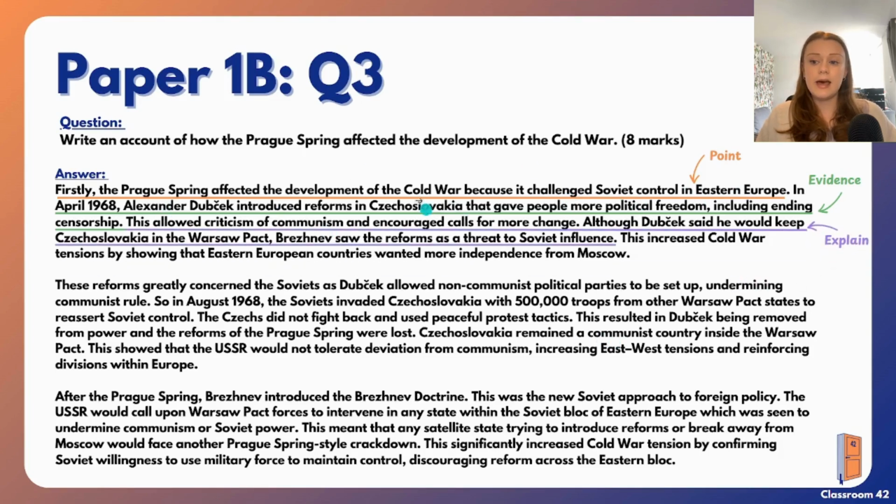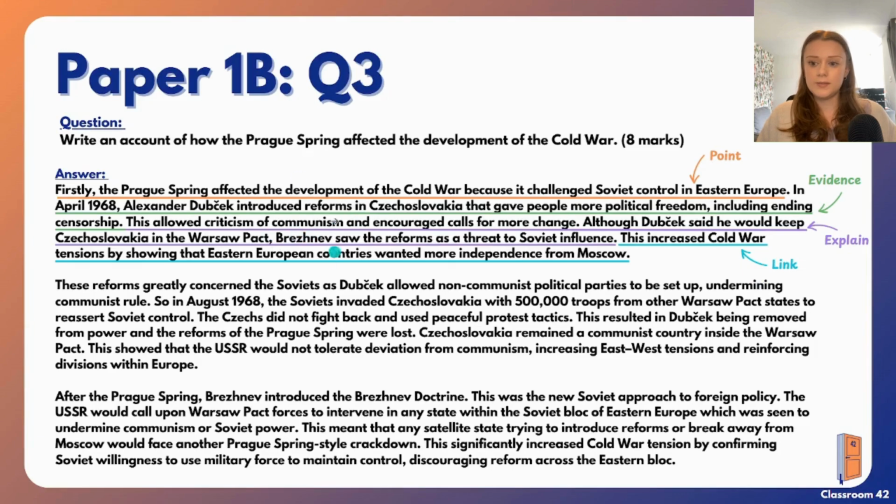Then we're going to explain how this affected development of the Cold War. So this allowed criticism of communism and encouraged calls for more change. Although Dubček said he would keep Czechoslovakia in the Warsaw Pact, Brezhnev saw the reforms as a threat to Soviet influence. And then we're just finally doing a quick link back to the question. This increased Cold War tensions by showing that Eastern European countries wanted more independence from Moscow. And that is our first paragraph.